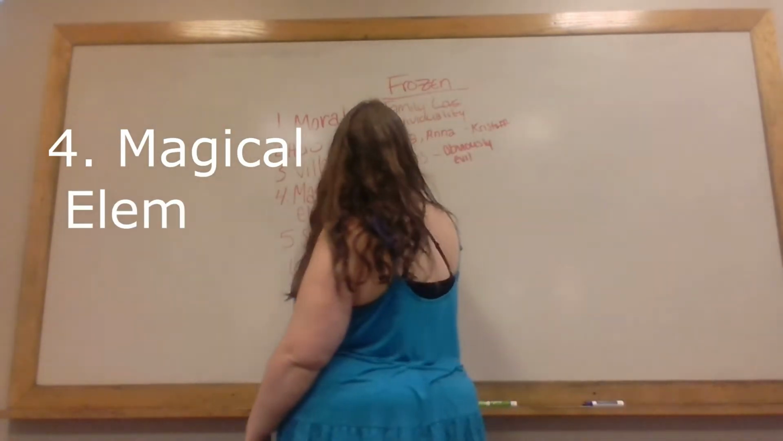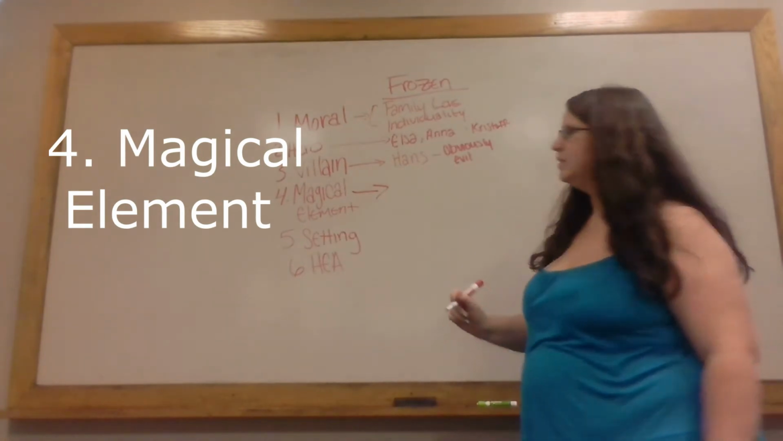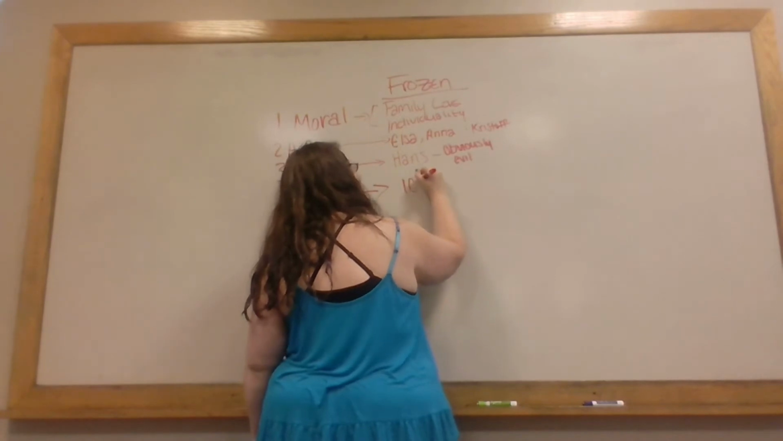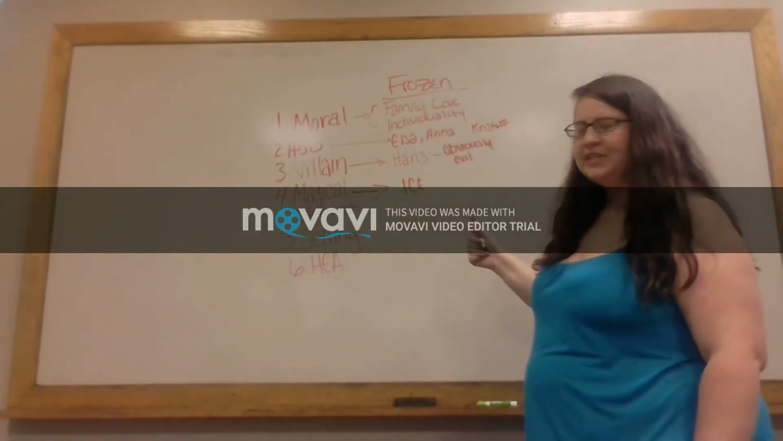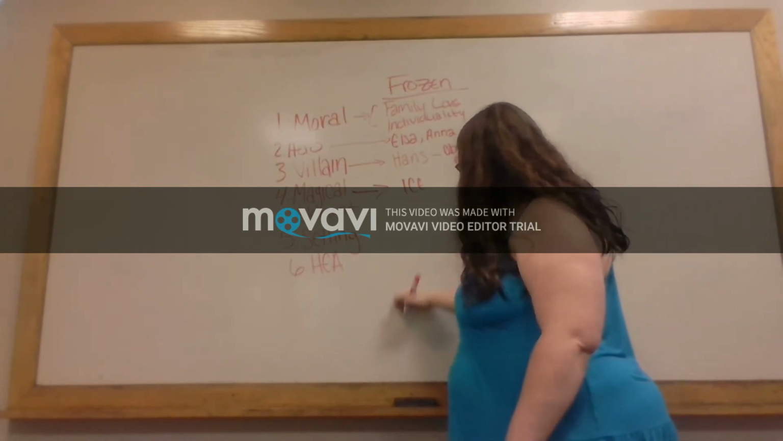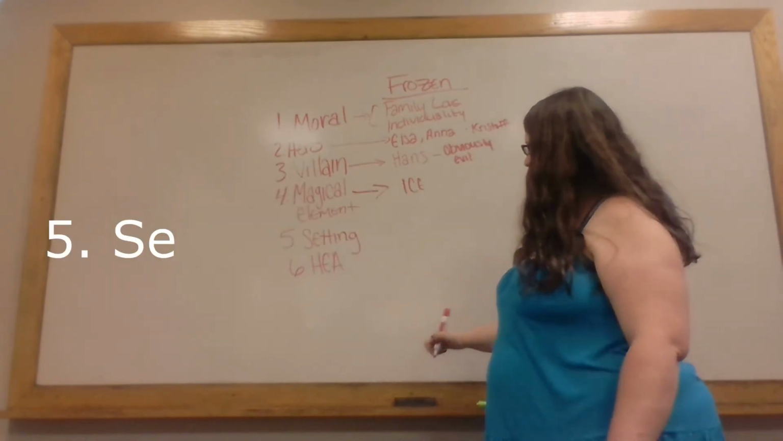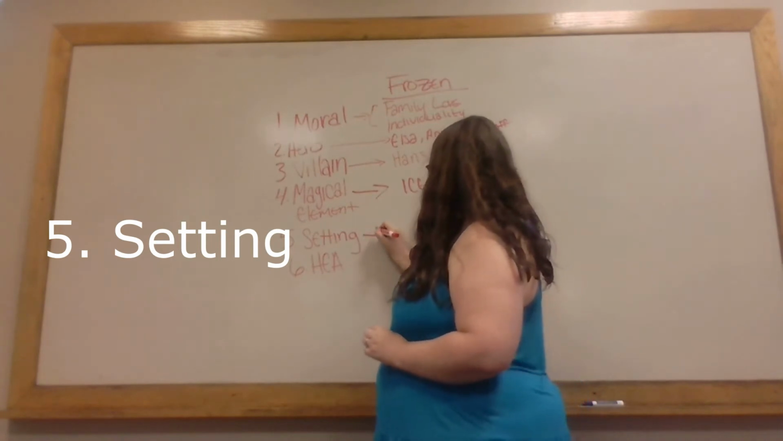The next aspect that we have is a magical element. The magical element here is Elsa's ice powers. And usually the magical element will have something to do with the moral, to either help or hinder.